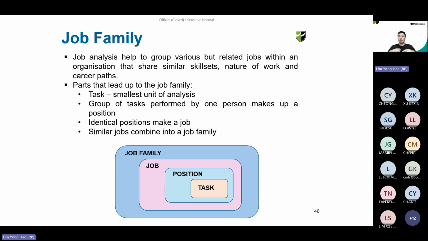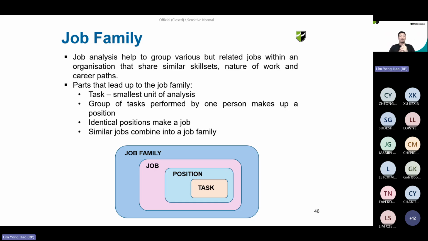So usually, if you're helping any particular client, you're looking at the position or the job level. So a job can have multiple positions. Then within a position, of course, the tasks. Positions and jobs are made up of tasks. A collection of tasks is a position or a job. A collection of related jobs will be a job family. So it's hierarchical in nature, in that it stacks up.